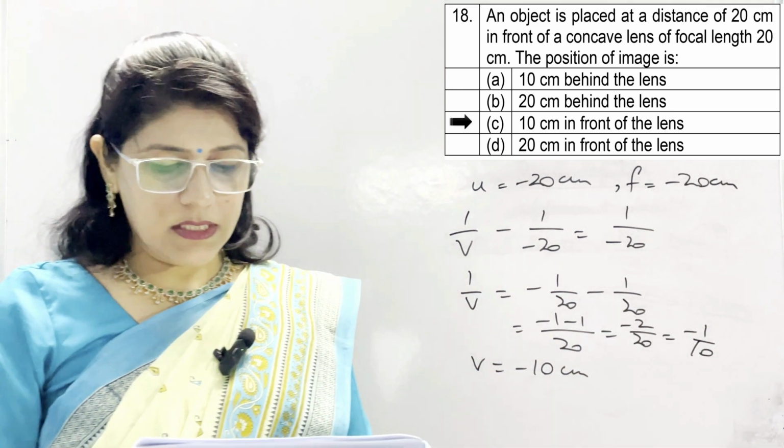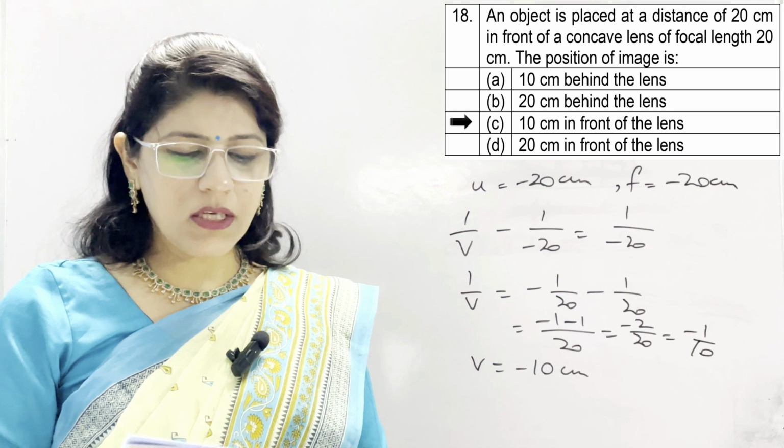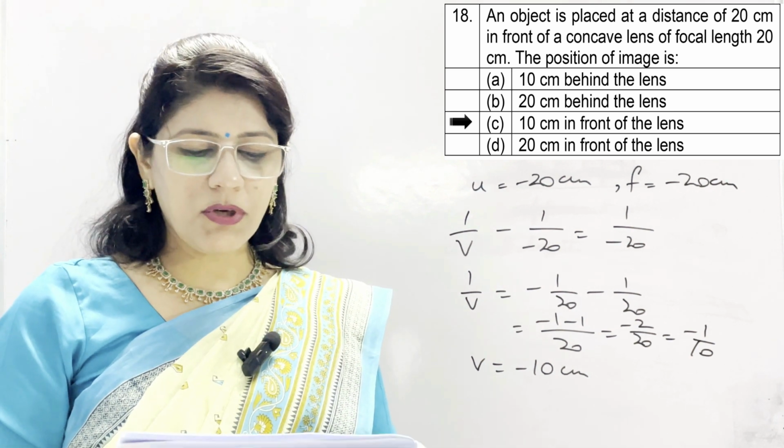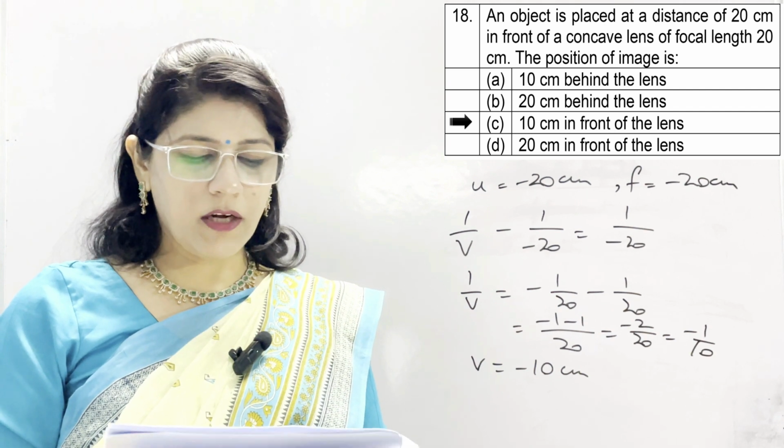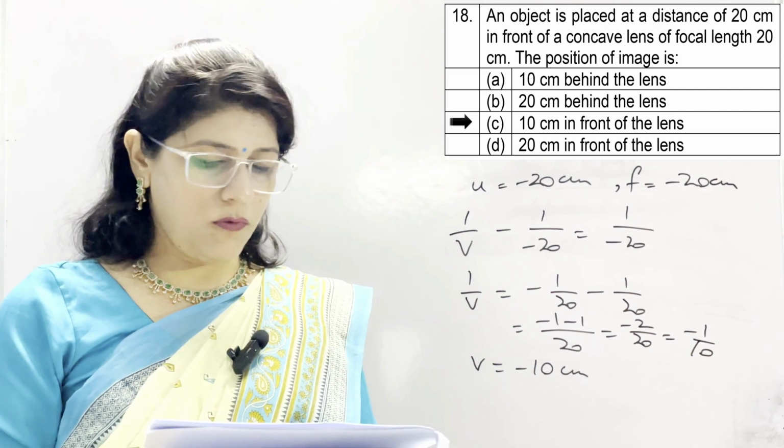Options given are 10 centimeter behind the lens, 20 centimeter behind the lens, 10 centimeter in front of the lens and 20 centimeter in front of the lens. Option C is correct, which is 10 centimeter in front of the lens.